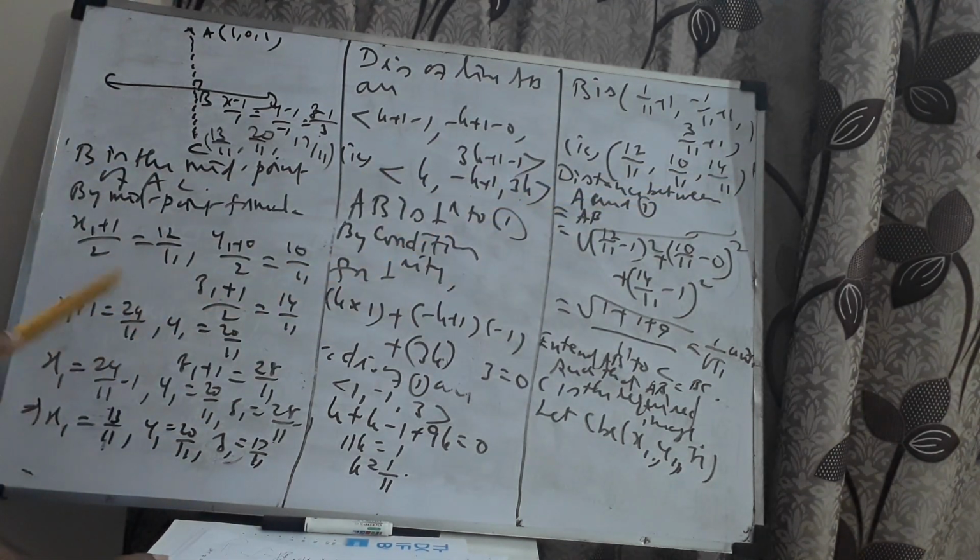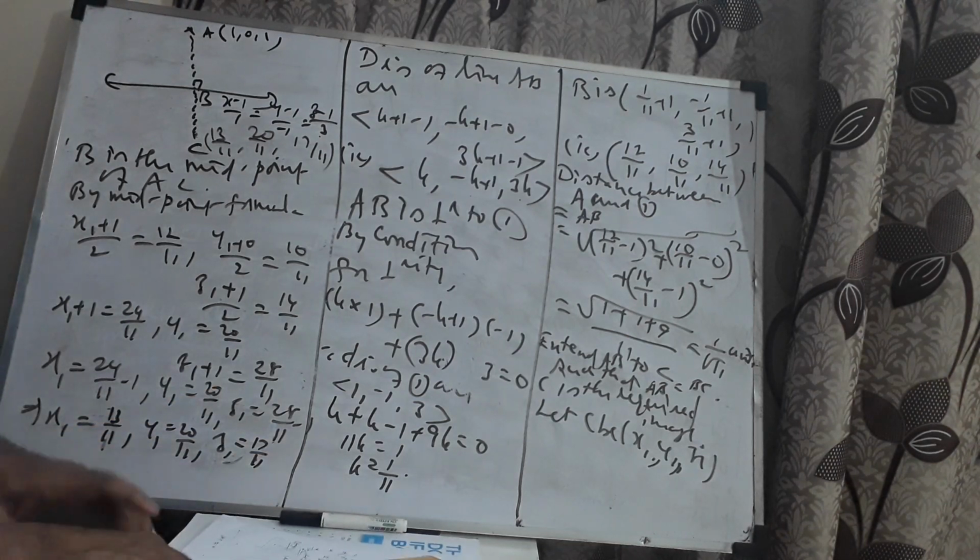x1 plus 1 is 24 by 11. Cross multiply 2. y1 is equal to 20 by 11. z1 plus 1 happens to be 28 by 11. Take 1 to the other side for both x and z coordinates. Now 24 minus 11 is 13. 28 minus 11 is 17. Therefore 13 by 11, 20 by 11, 17 by 11 will be the corresponding image.